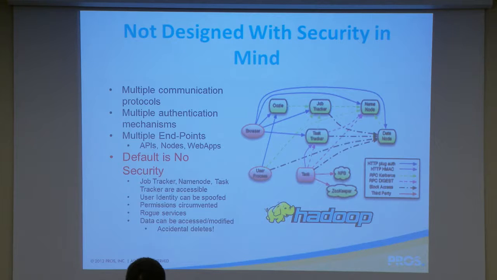Again, rogue services: you can have a piece of Java code that comes up and says I am the task tracker or I am the job tracker. And again, data can be accessed and modified, which also means that you can accidentally delete it. So even though there is no malicious intent, a user can go in and accidentally format the entire name node and lose all of the data.